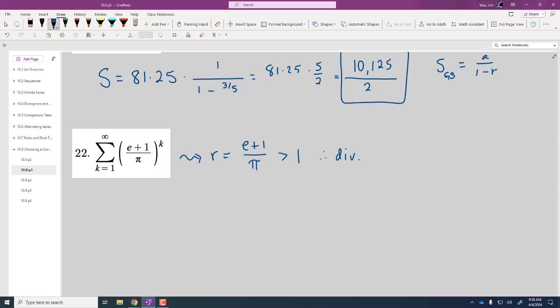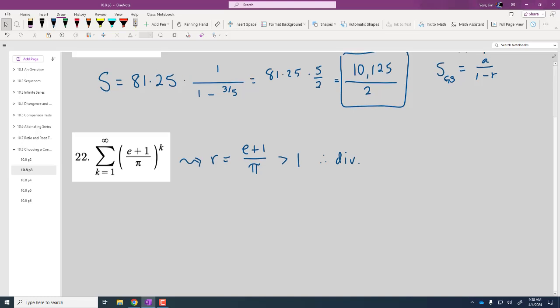So a couple of geometric series. Any questions on either of those before we jump to the next couple?